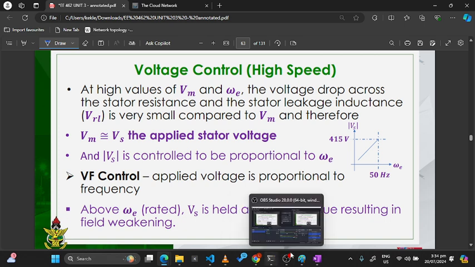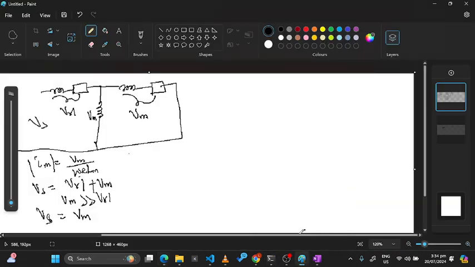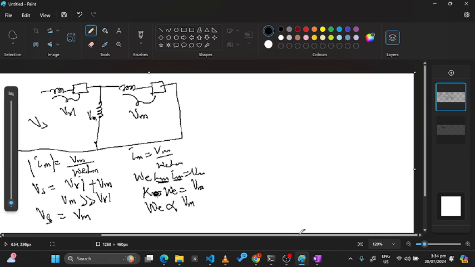So now let's look at something. Okay, so now we are saying Im is constant, right? And it's Vm divided by omega E Lm. So that means omega E Lm Im should be equal to Vm. Now this is constant, and this is also a constant. So I can say a certain K times omega E should be equal to Vm. So omega E is proportional to Vm, that is at a very high value of Vs.